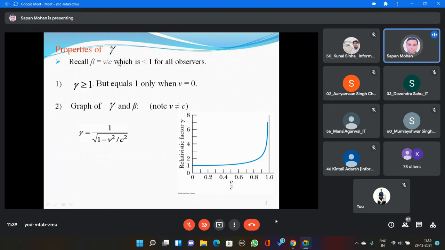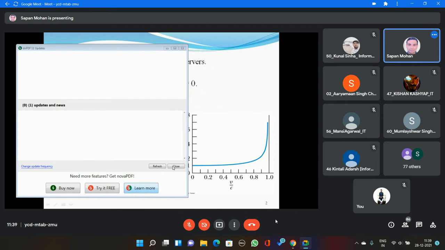So beta is equal to v by c, which is less than 1 for all observers. Because c is the maximum speed, the velocity of a frame can never exceed c, so it will be less than 1. So the first condition is that gamma is greater than or equal to 1. When will it be equal to 1? Only when the velocity is 0.